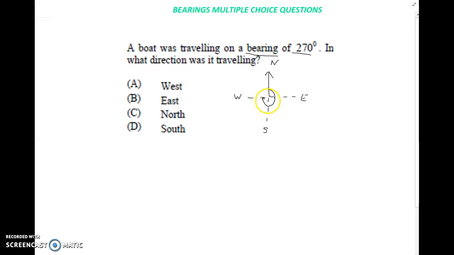In what direction was it traveling? So now really it's at the west. And that's it. So you must draw your north line first before you can continue.